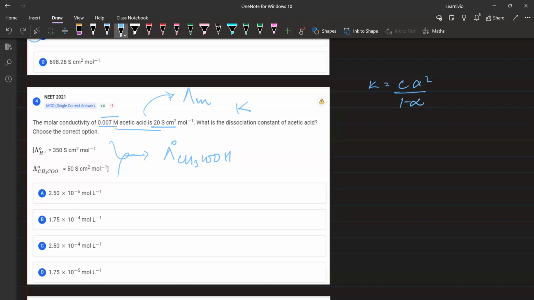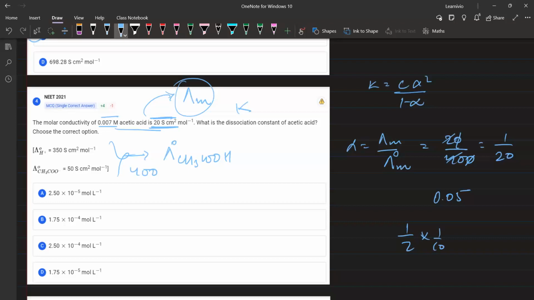So you have been given the values, so it became quite easy. Alpha will be equal to lambda m upon lambda naught m. So lambda m is given 20. Lambda naught m, if you add both of these, how much will it give? 400. This will be 20 upon 400. This will be 1 by 20. Right. Now after that, C alpha square upon 1 minus alpha. And 1 minus 1 by 20. 1 by 20 is 0.05. 1 by 2, 1 by 10. 0.5, 0.05.